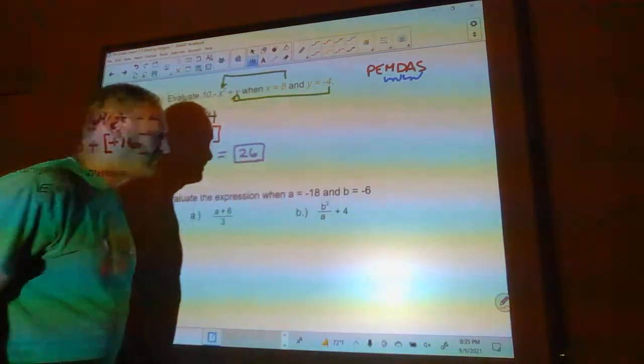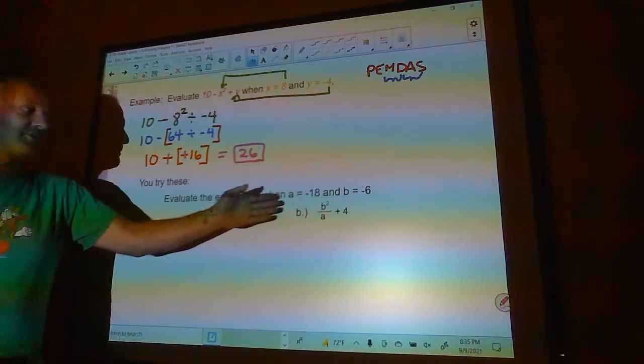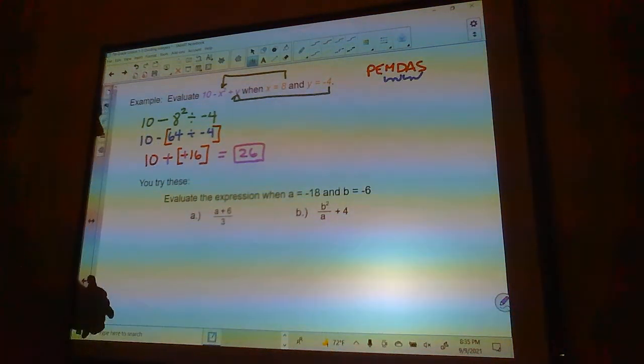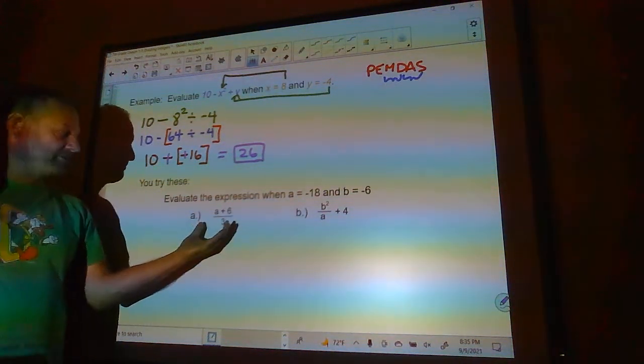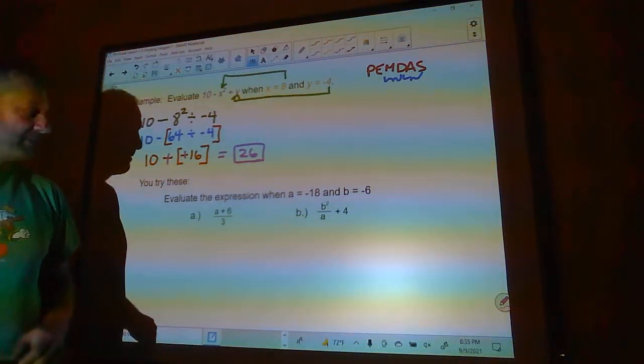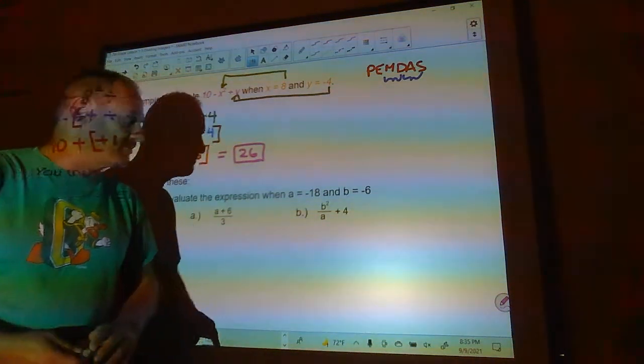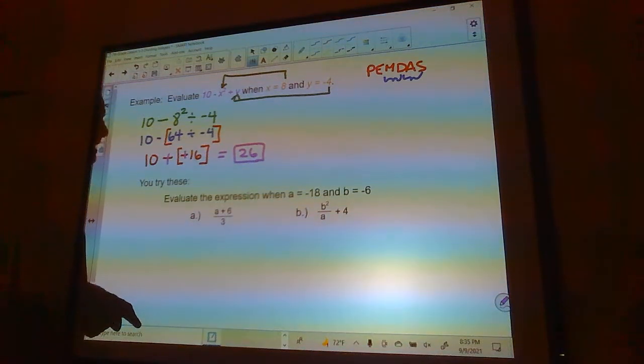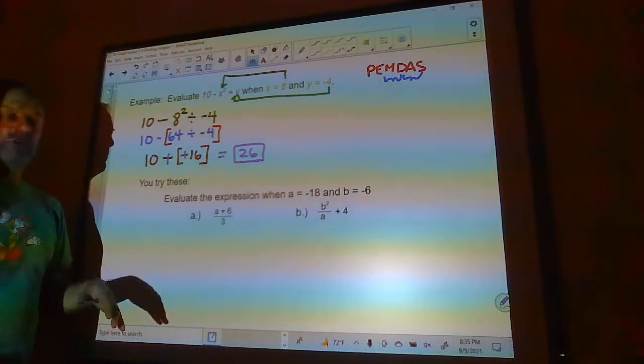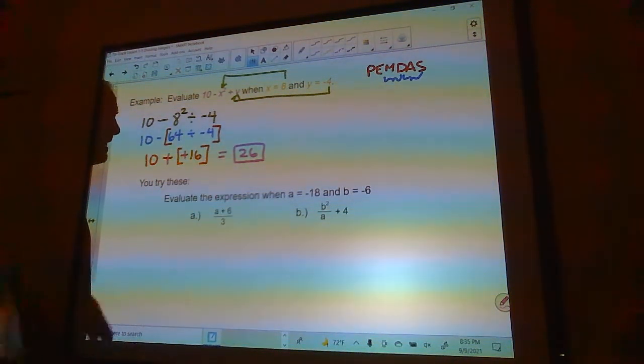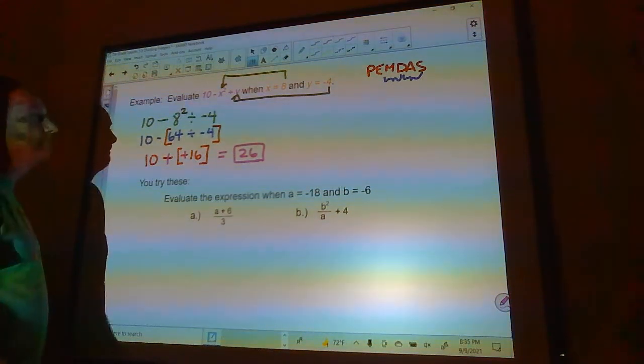Okay, so I'm going to give you some time to do these. Evaluate the expression when a is negative 18 and b is negative 6. Here's my first equation, a plus 6 divided by 3. My second equation, b squared over a plus 4. So pause the video here, substitute those numbers in, then jump back on and compare your answers with what I get.